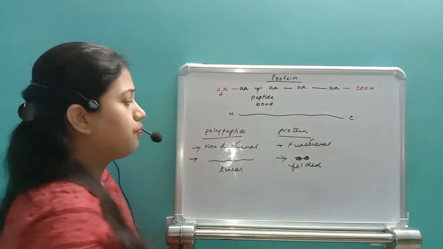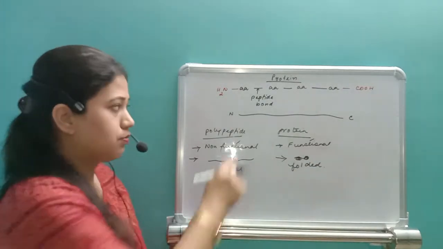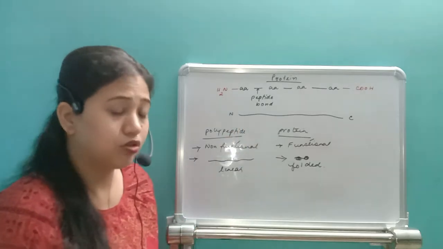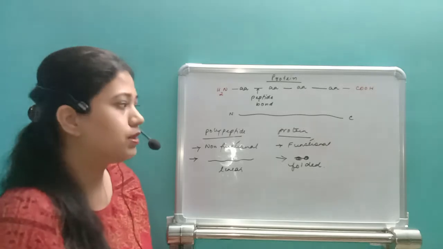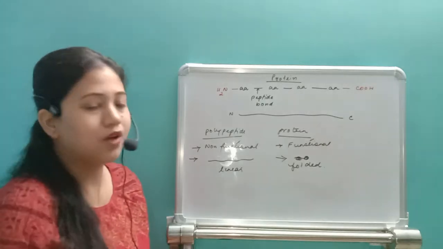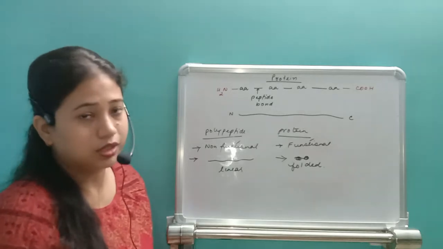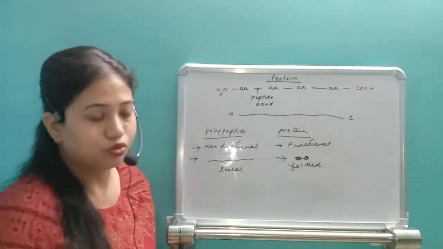To be called a protein, suppose this is a polypeptide chain, it is not necessary that it is a protein. So folding has to be there, and not only folding, it can also be unfolded, but it has to be functional. It starts to work on something. So yes, that is the difference between a polypeptide and a protein.